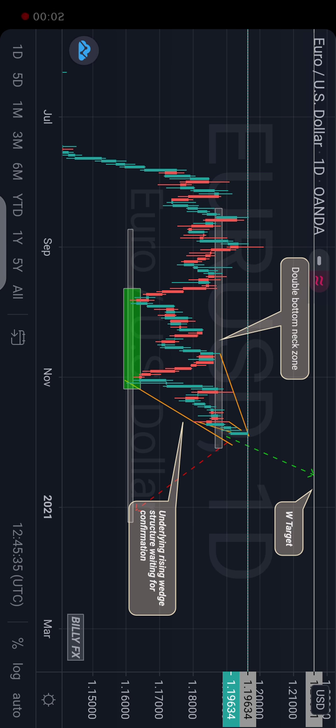So guys, I said I'm going to create a video on how to identify double tops and double bottoms in the market and how to initially trade it, to execute some trade on it.